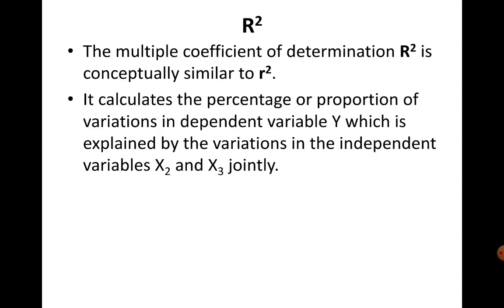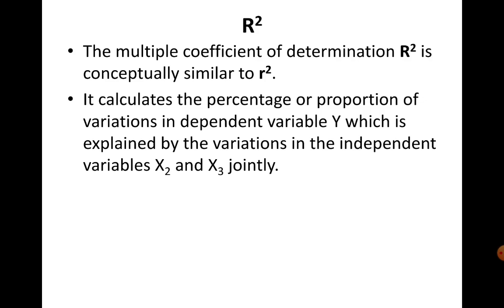So the name is multiple coefficient of determination. It is denoted by capital R square. Once you use capital R instead of small r, that means you are talking about a multivariable regression model. That is, you have more than two variables in this model. Okay.